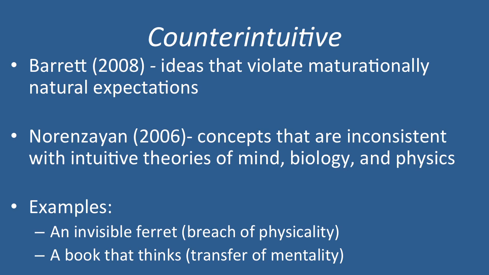So what is counterintuitive? Well, Barrett defined it, as we've been talking, as ideas that violate maturationally natural expectations. And Norenzayan has a little bit different, but basically the same idea, about concepts that are inconsistent with intuitive theories of mind, biology, and physics. So just two random examples here: an invisible ferret and a book that thinks are both counterintuitive. One breaches physicality, one transfers mentality. And I'll talk about specific breaches and transfers in a few slides.